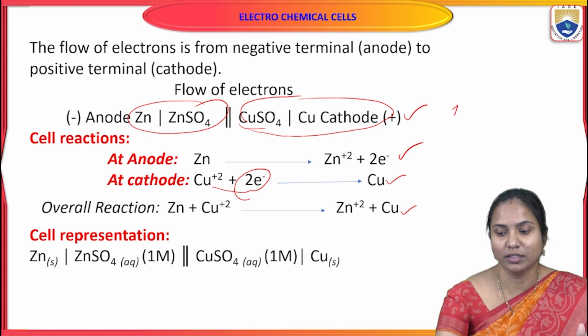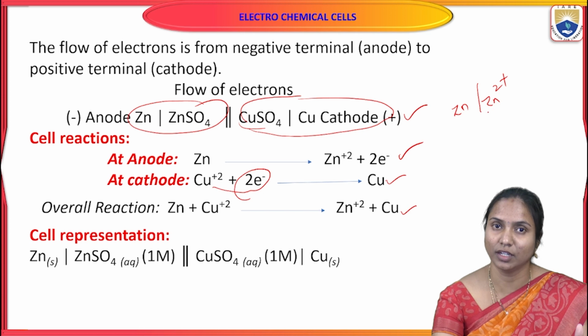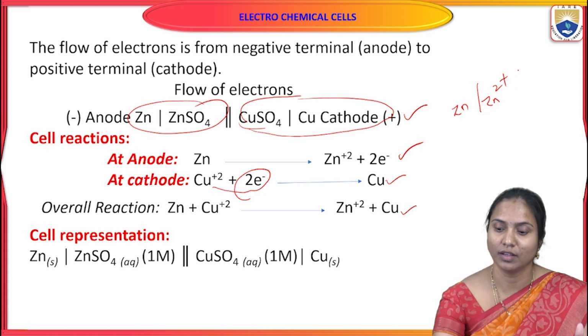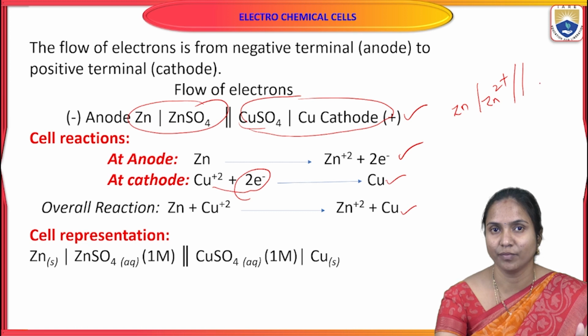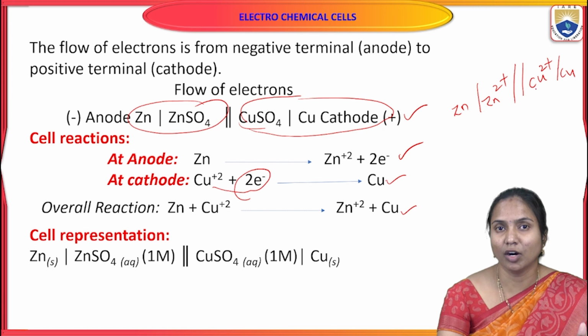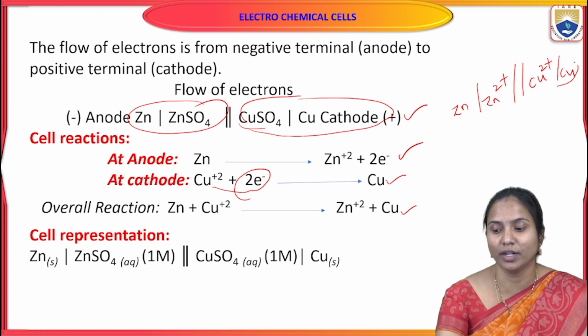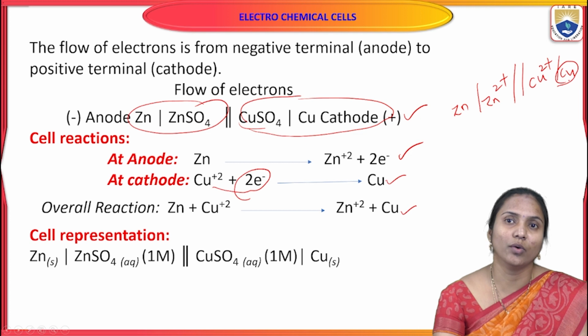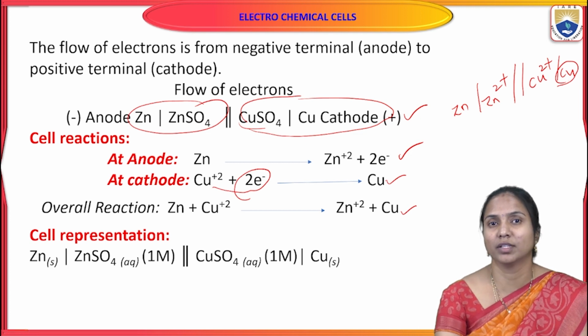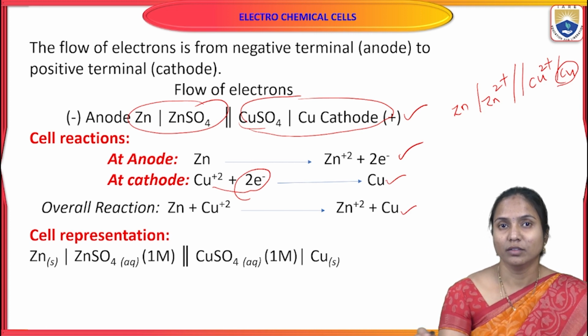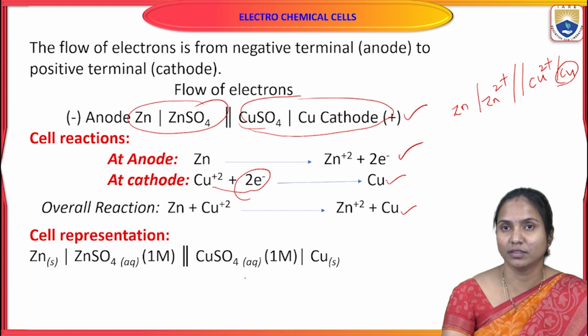For example, when we dip a zinc electrode in zinc sulfate solution, it undergoes oxidation. That means it gives zinc 2+ ions. These two lines indicate the salt bridge. And here, copper 2+ to copper. Why? Because copper 2+ gains electrons, as it acts as a cathode and is deposited there as copper at the cathodic area. So the overall reaction in this Daniell cell is zinc plus copper 2+ giving rise to zinc 2+ and copper. So this is a representation of a galvanic cell.